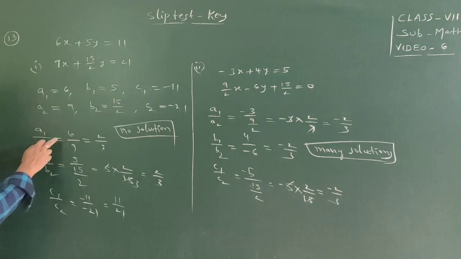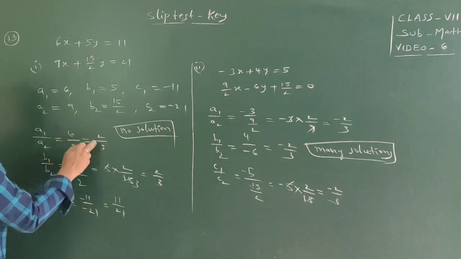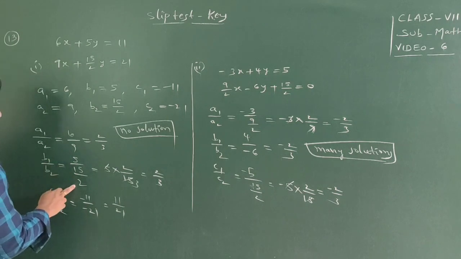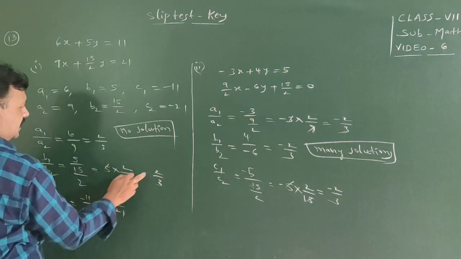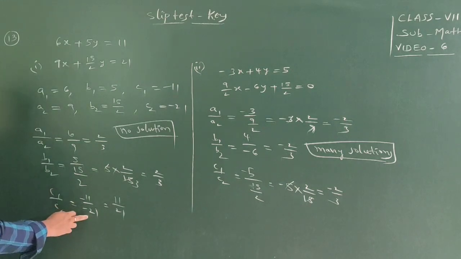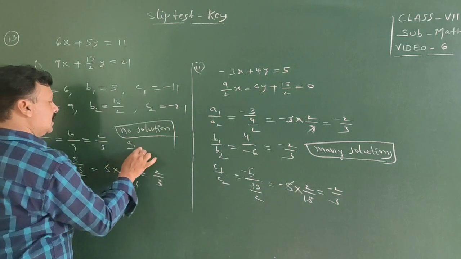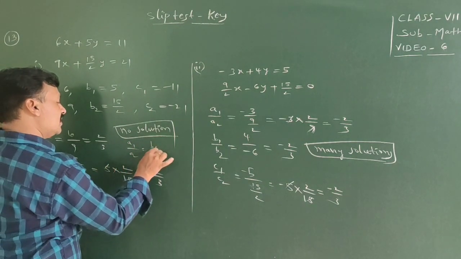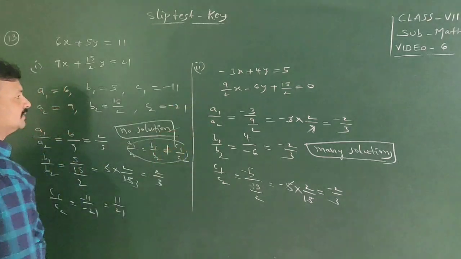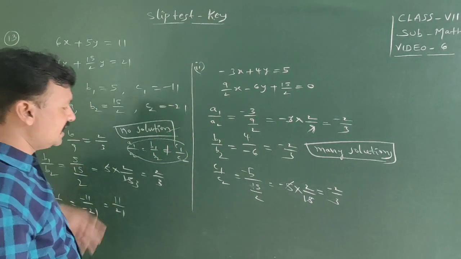Here A1 by A2 equals 6 by 9, which is 2 by 3. B1 by B2 equals 5 by 15 by 2, which is 5 times 2 by 15, which means 2 by 3. Here C1 by C2 equals minus 11 by minus 21, which means 11 by 21. Here A1 by A2 equals B1 by B2 but is not equal to C1 by C2, which means no solution. We require infinitely many solutions.